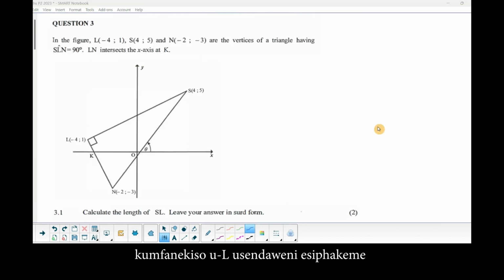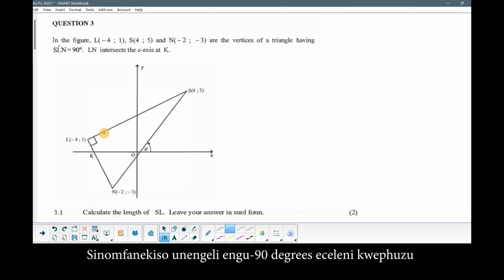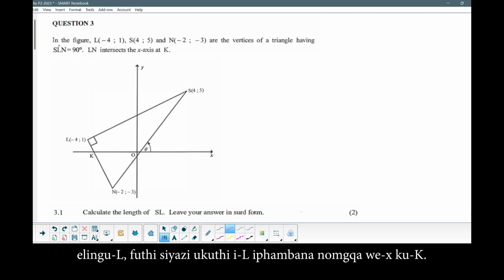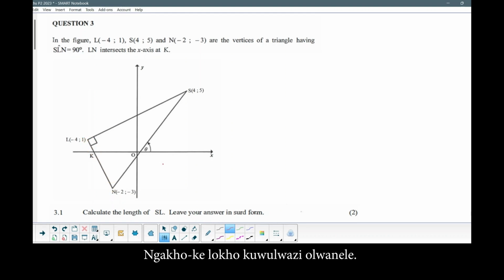Question 3. In the figure, L, S, N are the vertices of a triangle having angle SLN equal to 90 degrees. LN intersects the x-axis at K. So let's have a look at this. Essentially we have a right-angled triangle with a 90-degree angle sitting at point L. We know that LN intersects the x-axis at K. So that's good enough information.